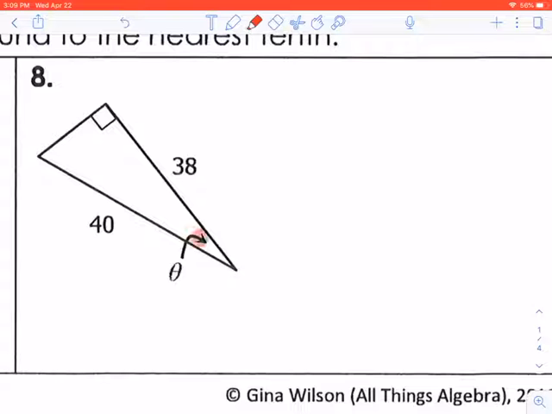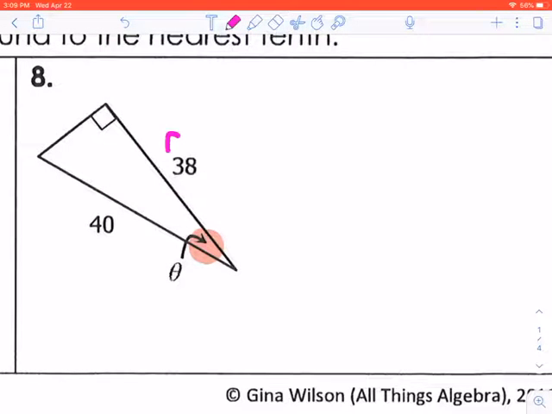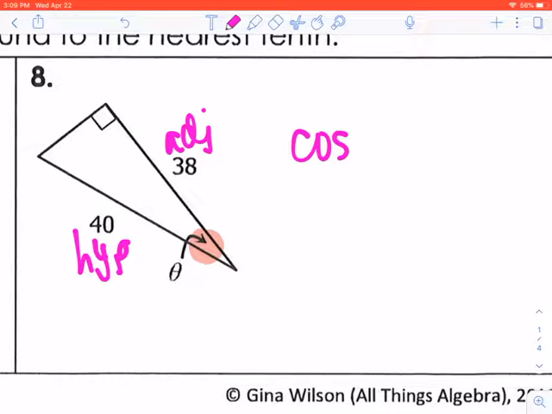Same idea. This is the angle I'm looking for. I have this piece here is adjacent, and my 40 is going to be the hypotenuse. Hypotenuse is always opposite the right angle. Okay, adjacent and hypotenuse is going to be cosine. So I have cosine of angle theta. Sine, cosine, tan are always of an angle, whether it's a number or a variable like theta. It's always of an angle, okay? And then it equals the sides. In this case, adjacent over hypotenuse, 38 over 40.